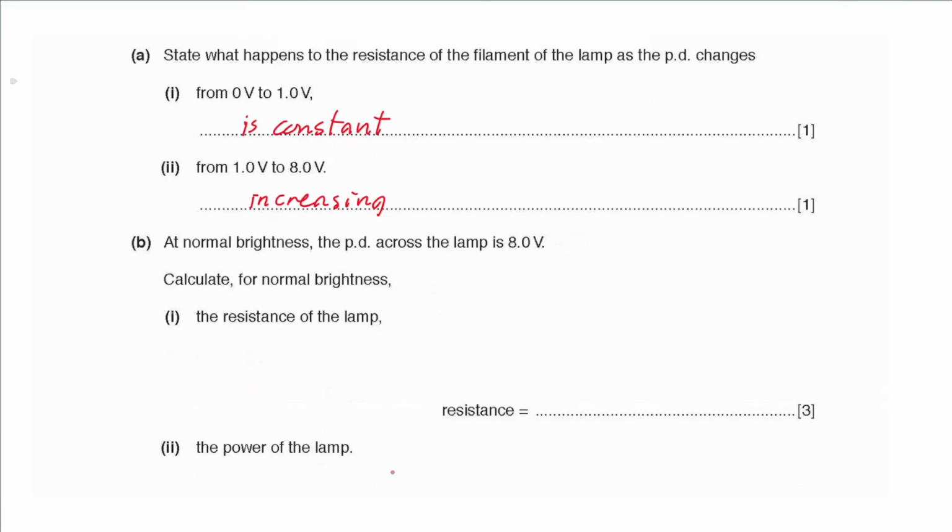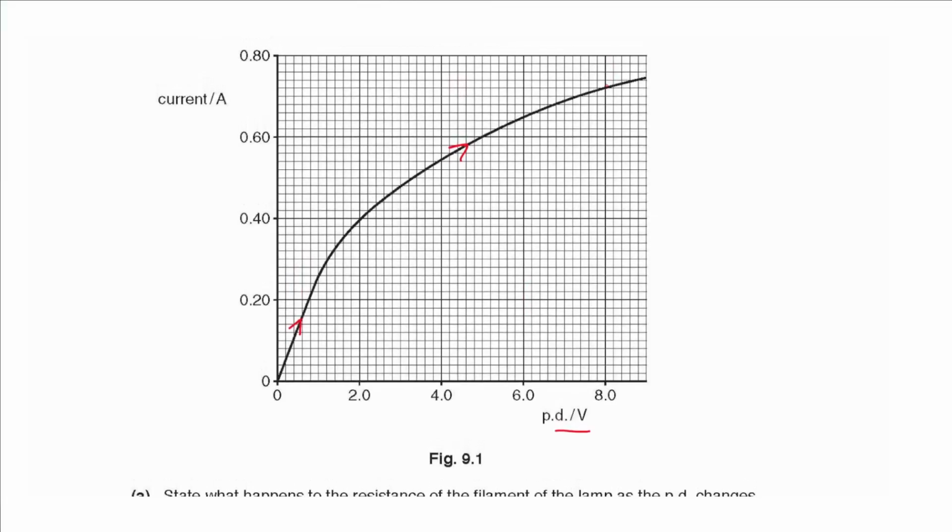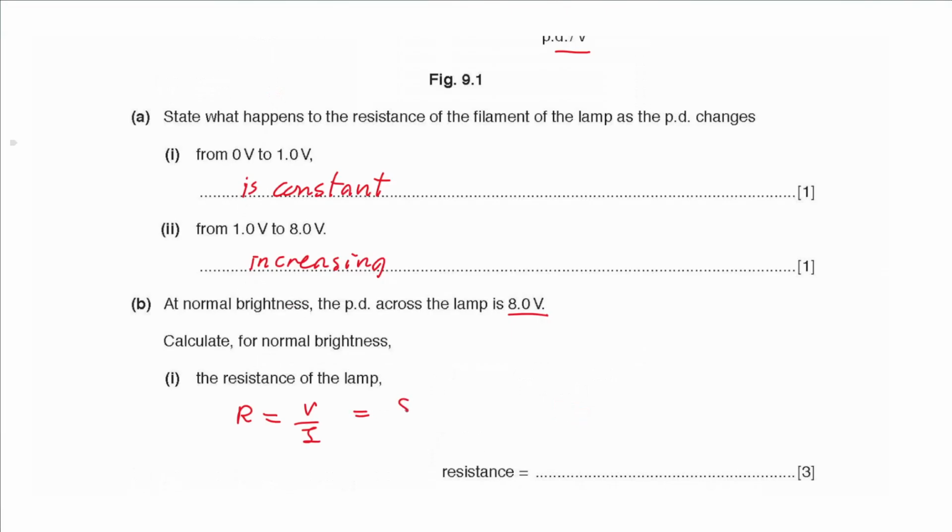Part B says at normal brightness, the potential difference across the lamp is 8 volts. Calculate for the normal brightness the resistance of the lamp. Resistance is equal to voltage divided by current. We have the voltage and we can use the graph to get the current at 8 volts. This value of the current is actually 0.72. So we divide 8 volts by 0.72 amperes. That gives an answer of 11.1 recurring. So we can say that it is approximately 11 ohms.